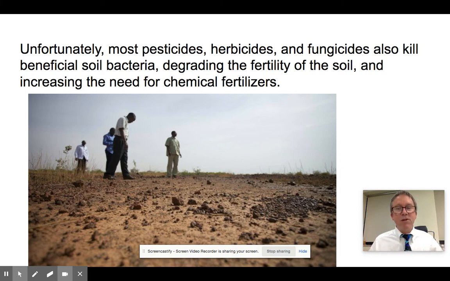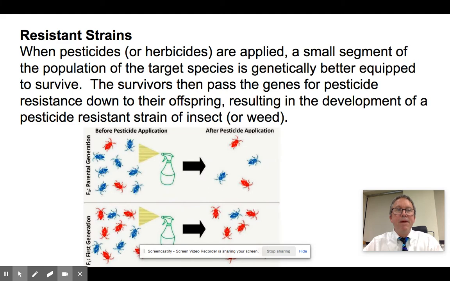And when you dump these chemicals on it, you tend to kill a lot of these single-cell creatures that are very beneficial to this ecosystem. And so what we find is over time, the farmlands become less productive because these chemicals have basically killed the bacteria that were present in the soil that were so necessary for it to be healthy.